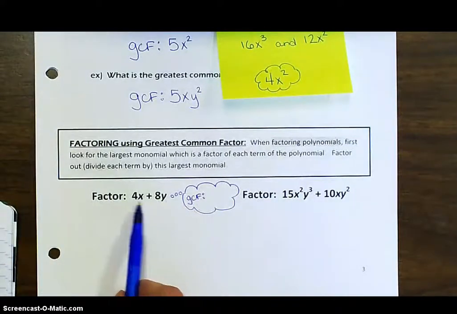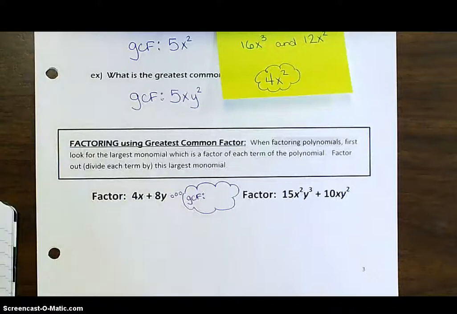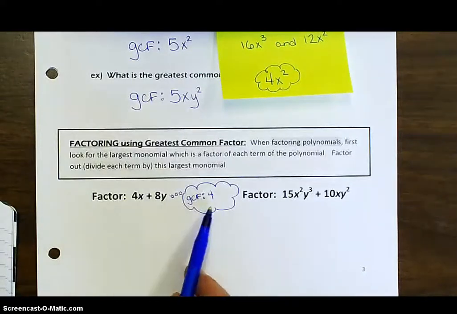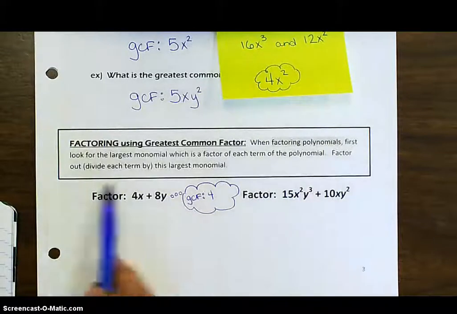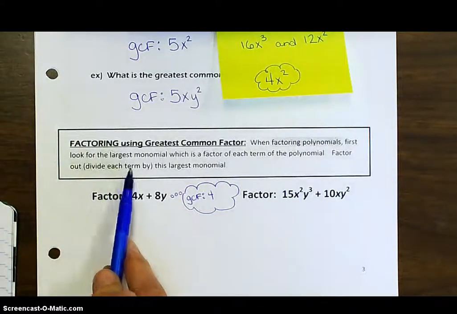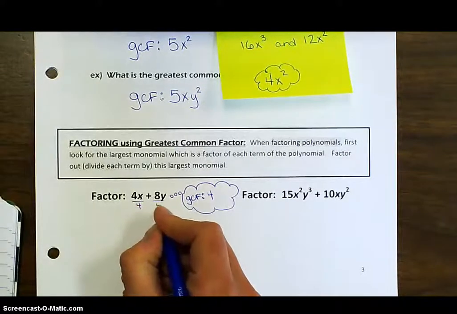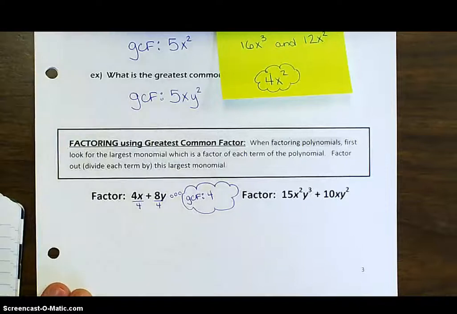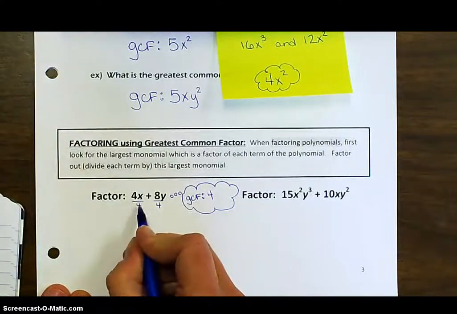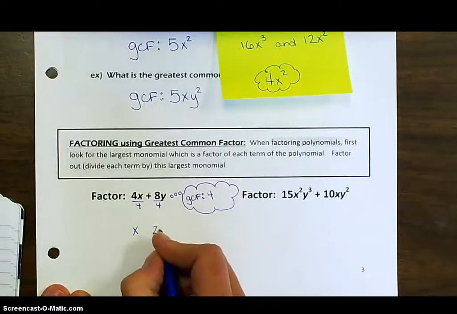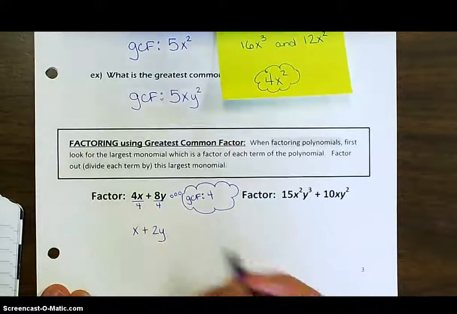4x plus 8y. So what's a number that goes into 4 and 8? Well, that would be 4. Now, this term has an x, this term has a y. Are those common? No, they're not. So our GCF is just 4. Okay, now step 2, factor out, divide each term by this largest monomial. So we're going to divide out 4. Our GCF is 4, so I'm going to divide both of those by 4. So 4x divided by 4 is just x. 8y divided by 4 is going to be 2y. And then the plus sign stays in the middle.